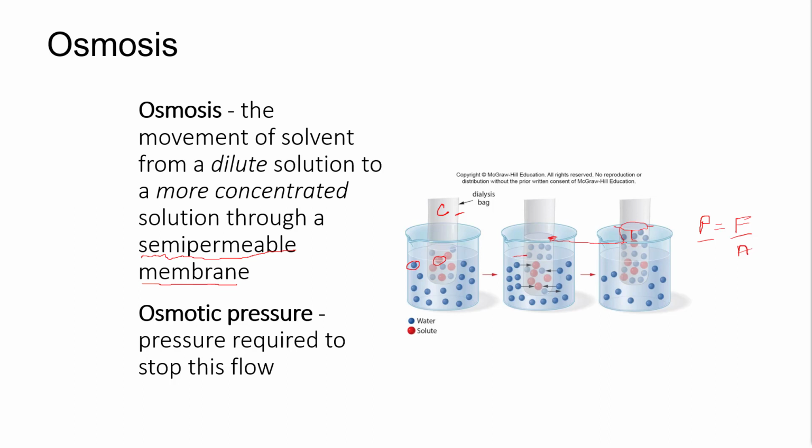Now, what you can do is, let's say you start here at the beginning and you don't want any of the solvent to flow into the membrane. You could apply a pressure down this membrane like so, and you could stop the flow of the solvent through the semi-permeable membrane, in this case water.